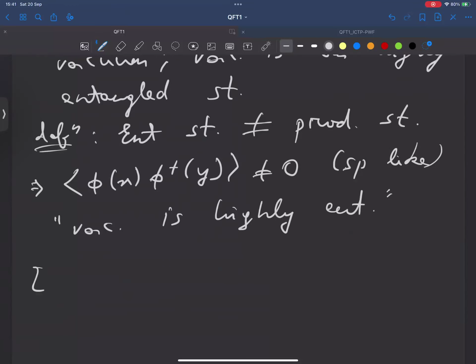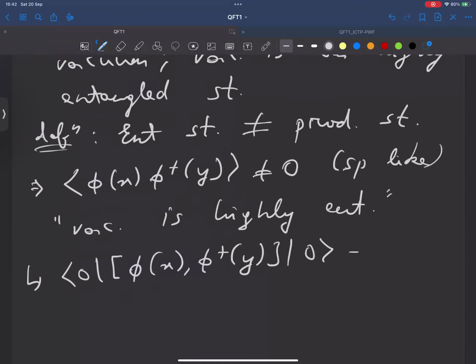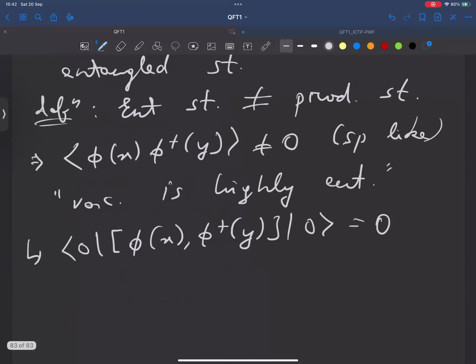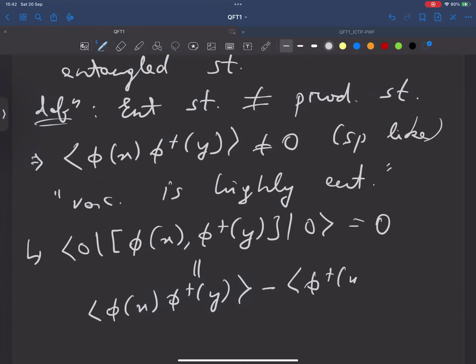But recall that this thing was 0, right? When we looked at the commutator, that was indeed 0, and we defined the notion of causality from this. Now you see, if we expand this side, what do we get? We get phi x phi dagger y minus phi dagger y phi x, just from the definition of the commutator.